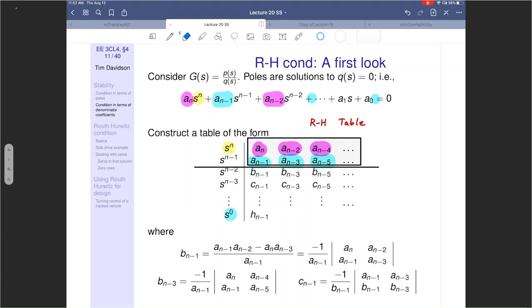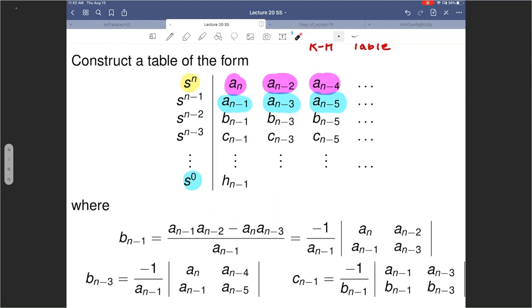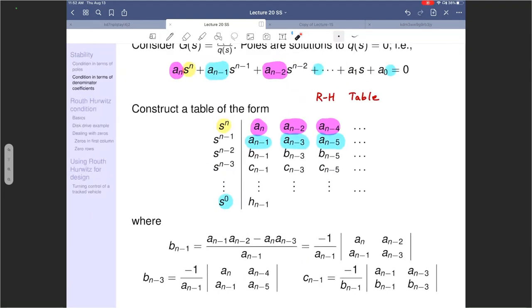Once you do that, you are going to have to evaluate subsequent values, b sub n minus 1, b sub n minus 3, b sub n minus 5. In fact, you have to evaluate all the coefficients that are essentially non-zero. The ones that become 0, you can leave as is. How do I evaluate b sub n minus 1? You have to evaluate the determinant of a sub-matrix. How do I do that? Let's take a look. B sub n minus 1.